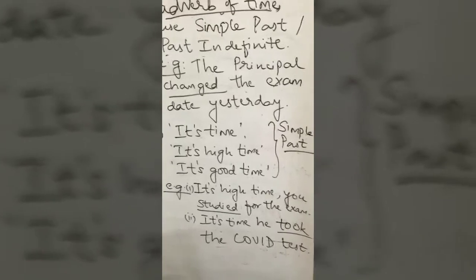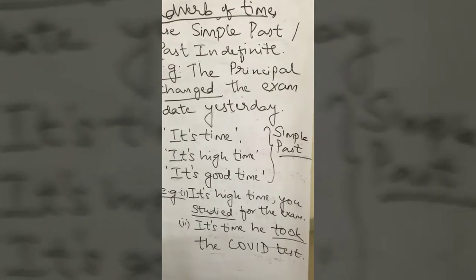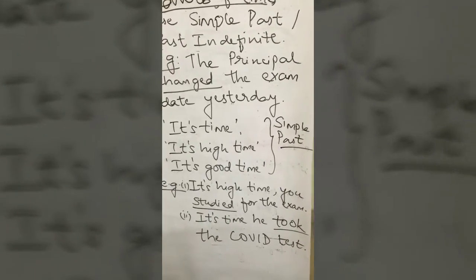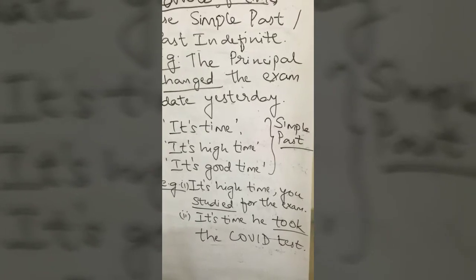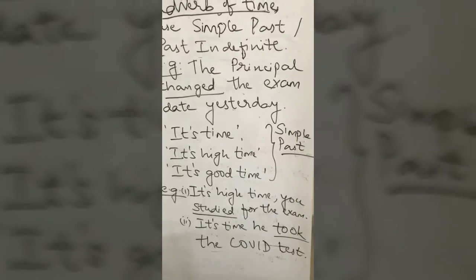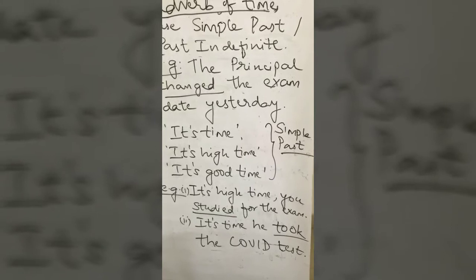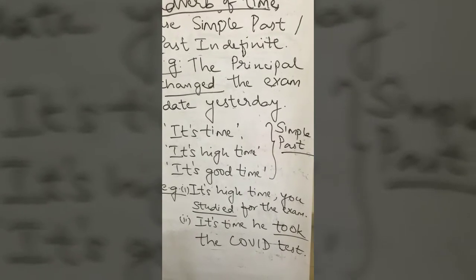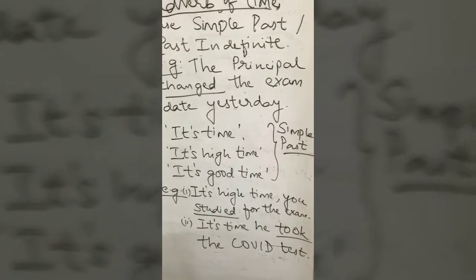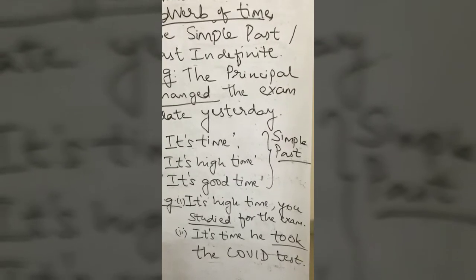Okay. Now, in sentences where there are phrases such as it's time, it's high time, or it's good time, again we have to use the simple past. For example, it's high time you studied for the exam. It's time he took the COVID test. There's no need to say it's time he was taking the COVID test, or any other form of the verb. That would be wrong. You simply have to use the simple past. Okay, you just have to memorize these rules. There's no additional explanation for this.